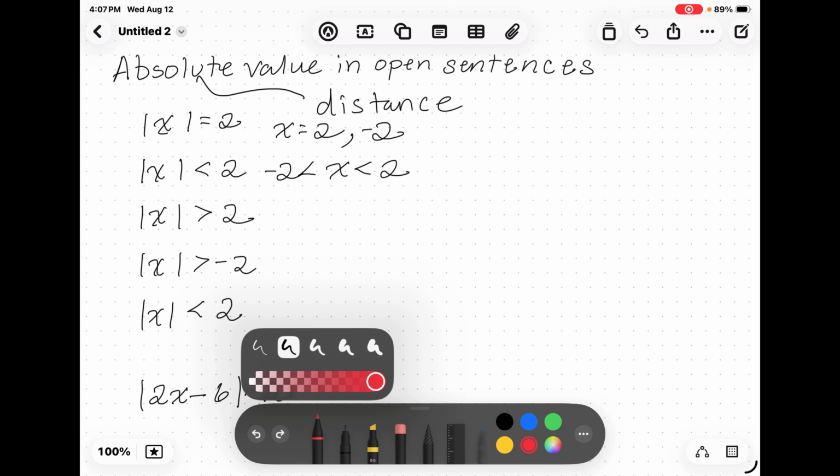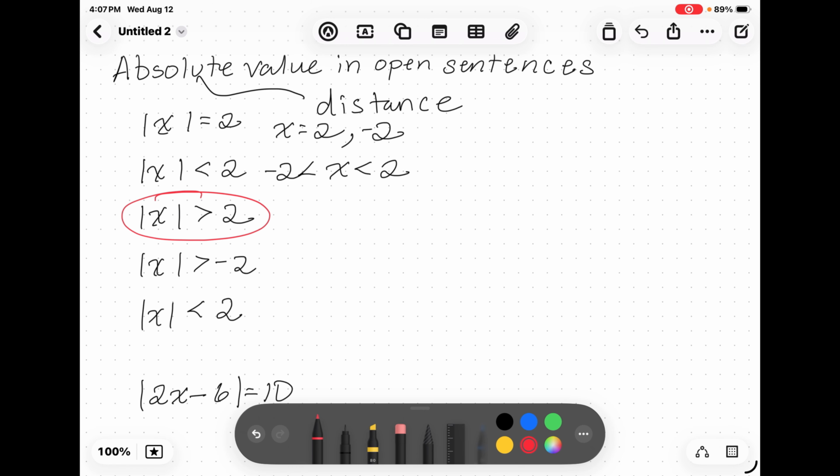Now, how about this one? Which ones are greater than 2? What values of x are greater than 2? Could you do that? Could you think about that?